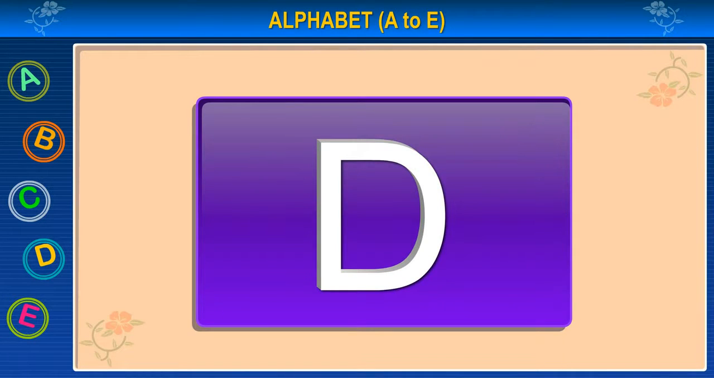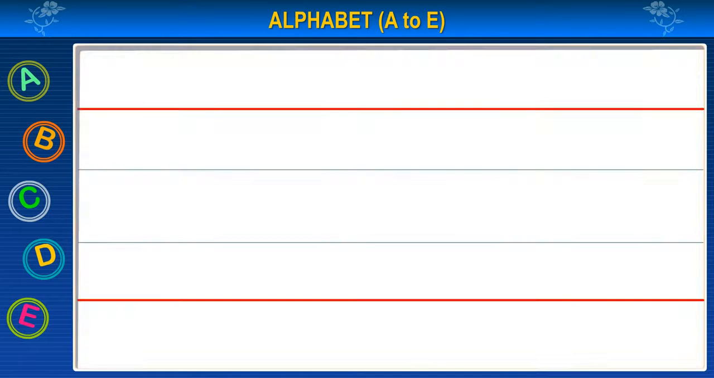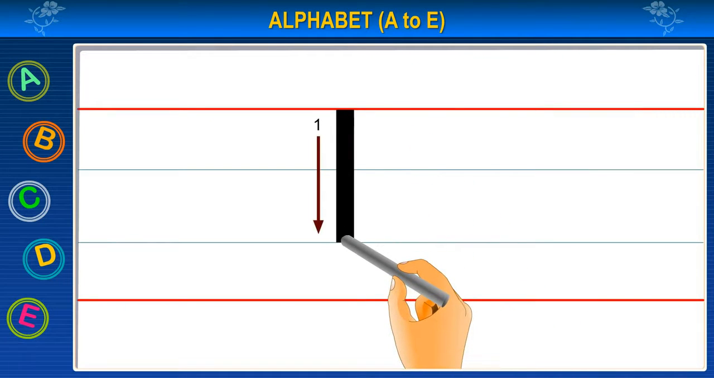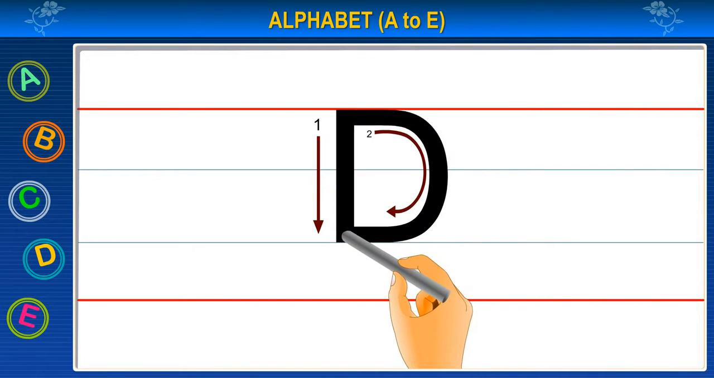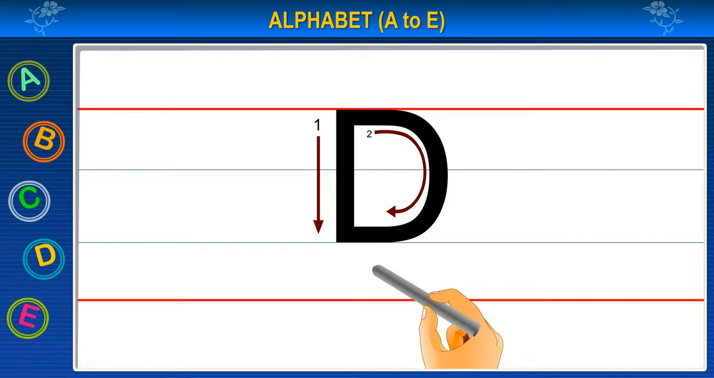Capital D. Draw a standing line between first red line and second blue line. Now, draw a left curve from top of the standing line to the end of the standing line. This is capital D.